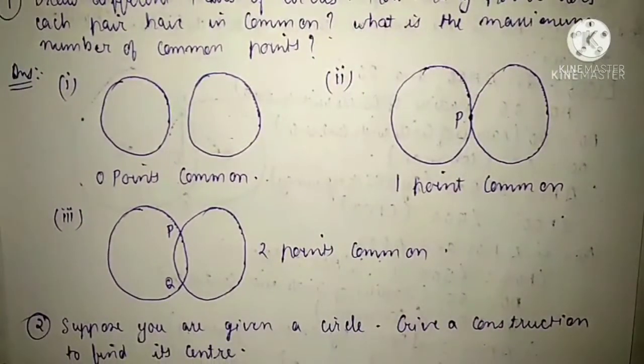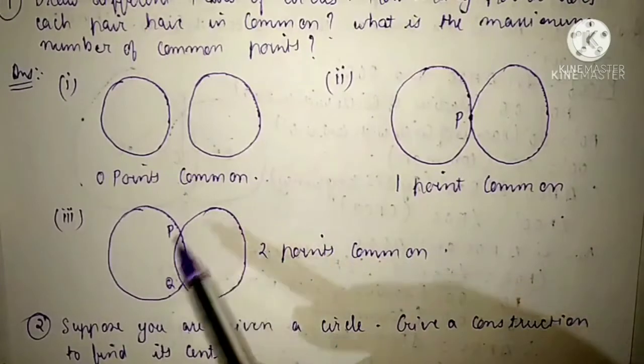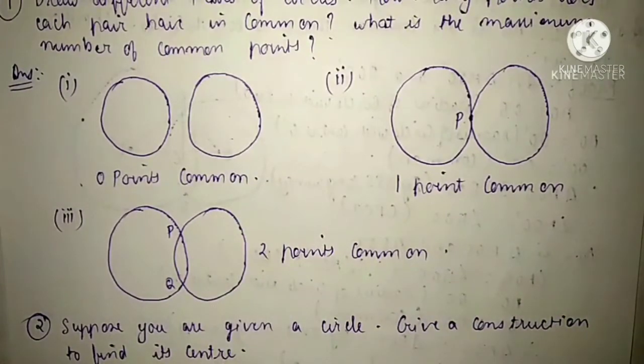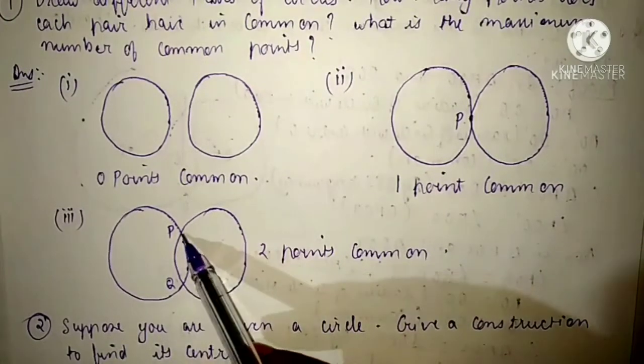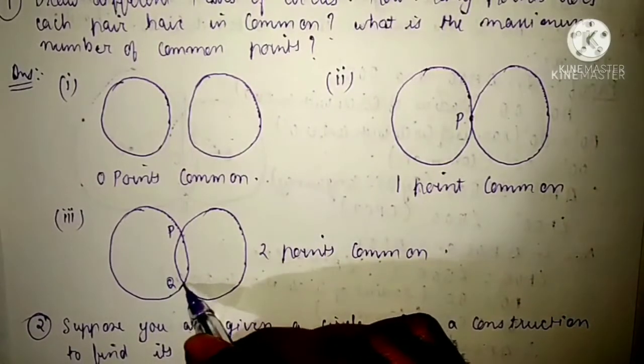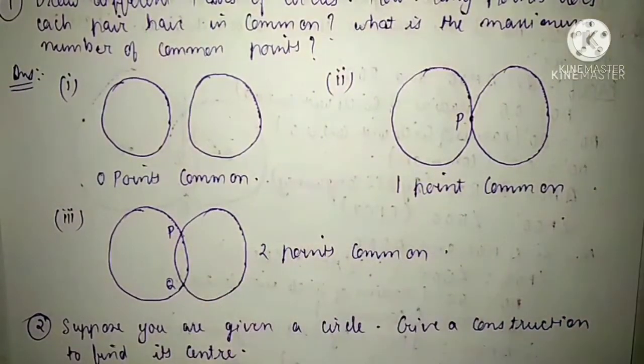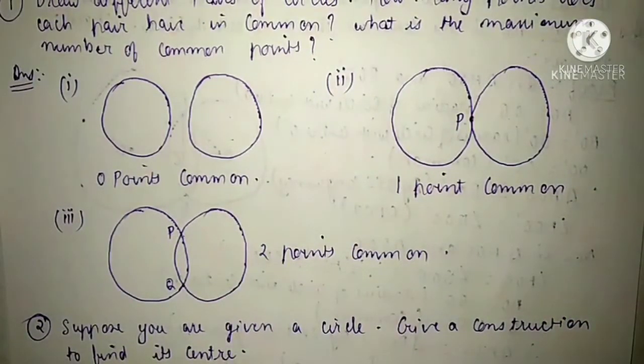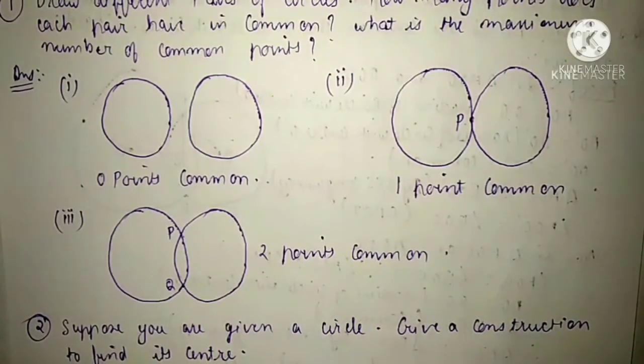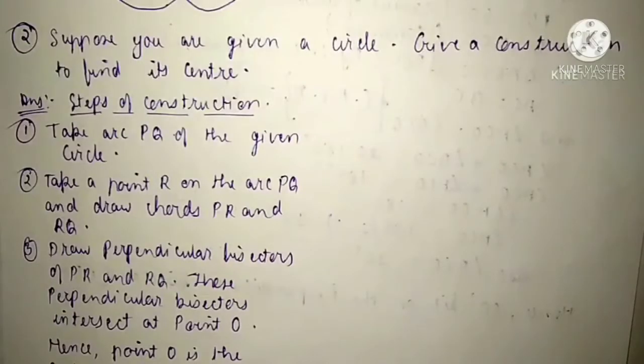Now see the third one. If we will draw the two circles like this, then again there are two common points, one this and one this. So P and Q are the two common points in this way. So this is the last way and there are two common points. Okay, so now see the second question.